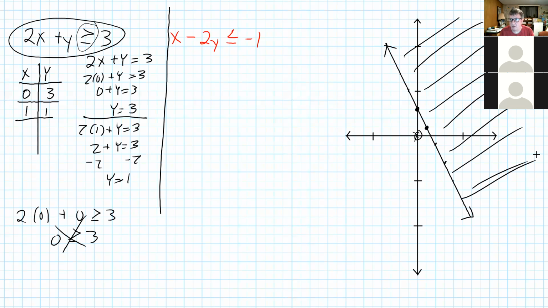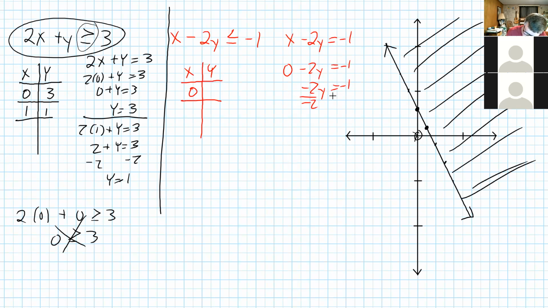And this is basically what you did yesterday. But now we have a second inequality, the red one. Again, we'll make a table. And we're going to consider the equation x minus 2y equals -1. I'll start with x is 0. If x is 0, I get 0 minus 2y equals -1. -2y equals -1. Divide by -2, y equals 1/2.